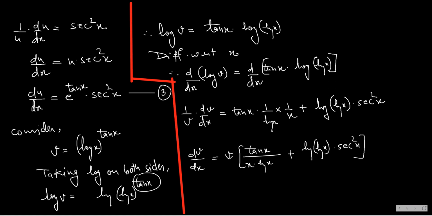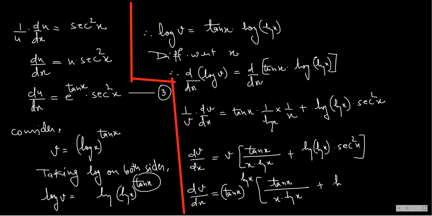Now I substitute for v. What was v? v was log x raised to tan x. So I get dv by dx is log x raised to tan x into tan x upon x log x plus log of log x into sec square x. This is equation number 4.